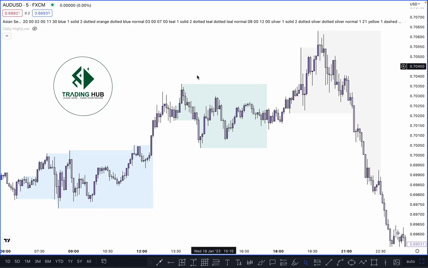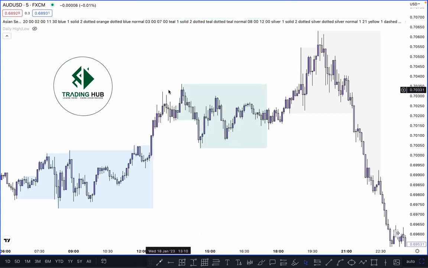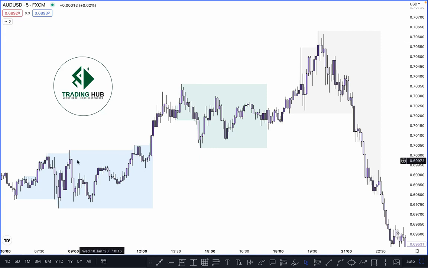To apply this indicator, you can use the Asian Session Range indicator. It is available on TradingView, and you can simply apply it on your chart. If you know any other indicator, you can apply that instead. It's up to you which indicator works for you, right? So simply, this one is our Asian session.